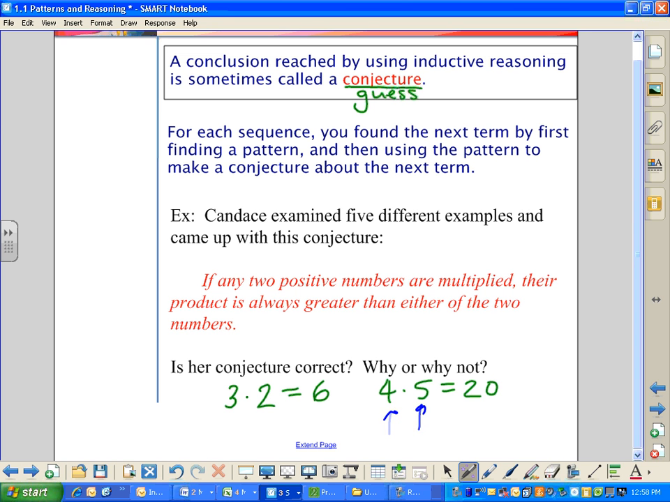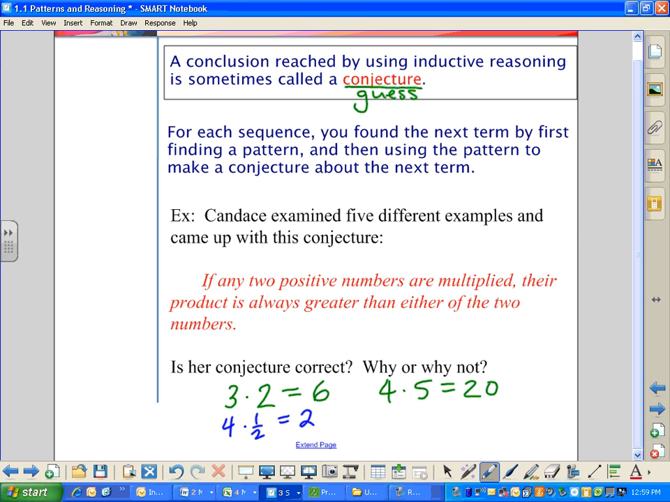However, she's not always correct because you don't always have to multiply by numbers that are bigger than 1. For example, what if I took 4 and I multiplied it by 1/2? Both of those are positive numbers. That was part of the condition. We had to have positive numbers. But when I multiply them together, 4 times 1/2 is 2. And while 2 is bigger than 1/2, it is not bigger than 4, so her conjecture is not always correct.